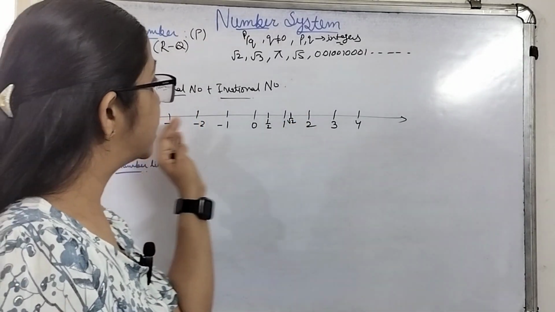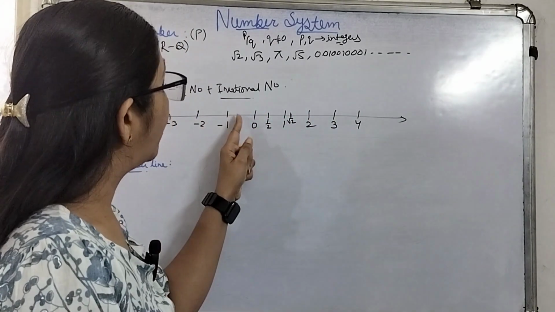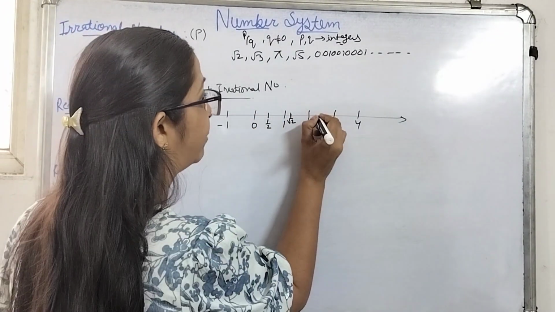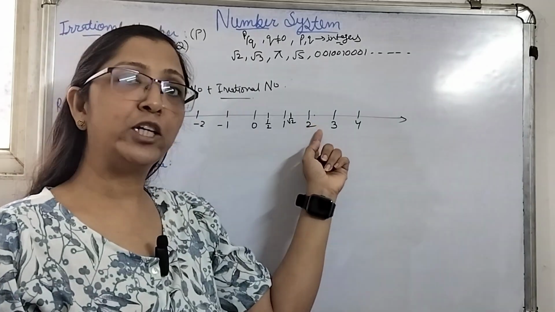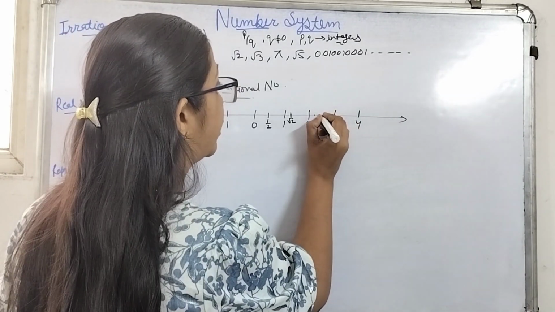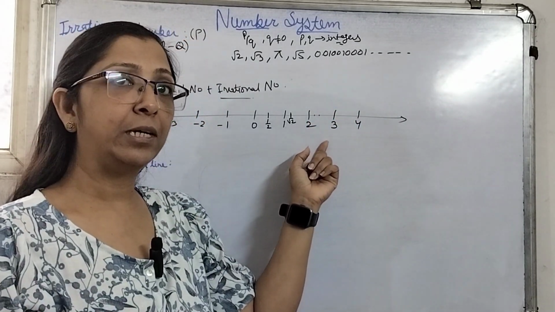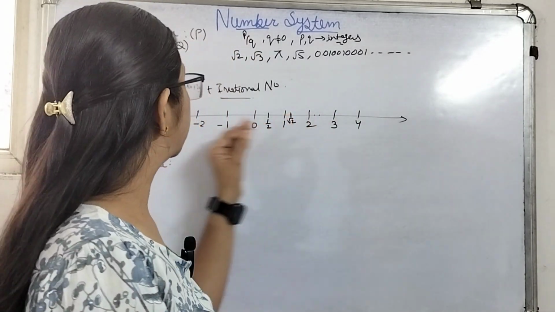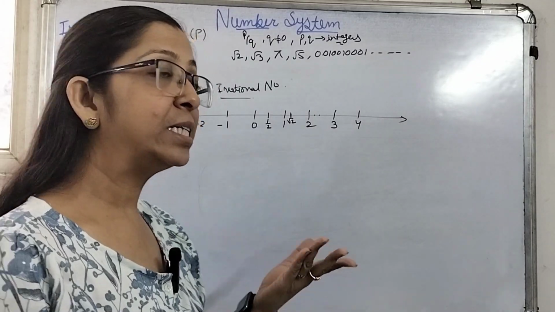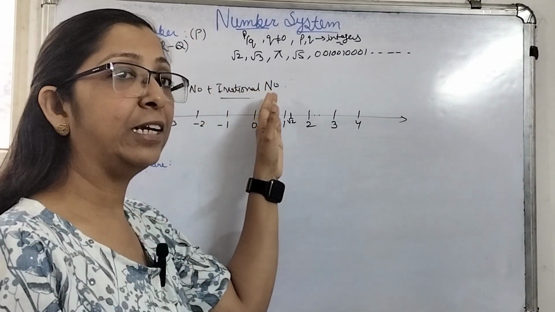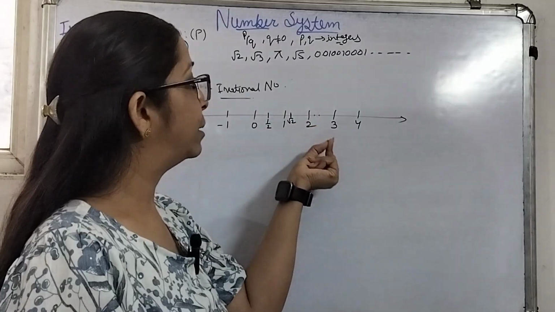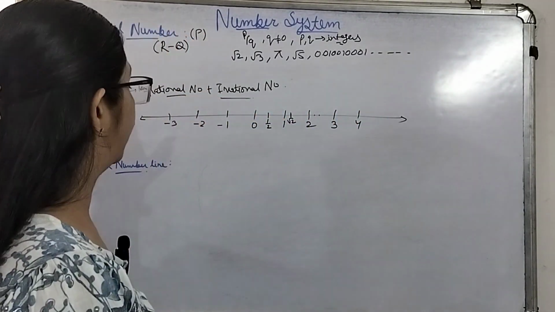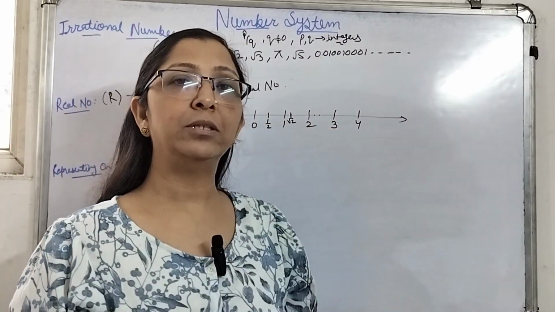Whenever we are representing a number line, all the points on the number line will be a unique real number. If I am talking about this point, it will be represented by a real number. If I am talking about this point, this will also be represented by a real number. That means on the number line, every point is representing a real number. Or we can say, if we are talking about any real number, it is represented on the number line by a unique point. For every real number, we have a unique point on the number line.